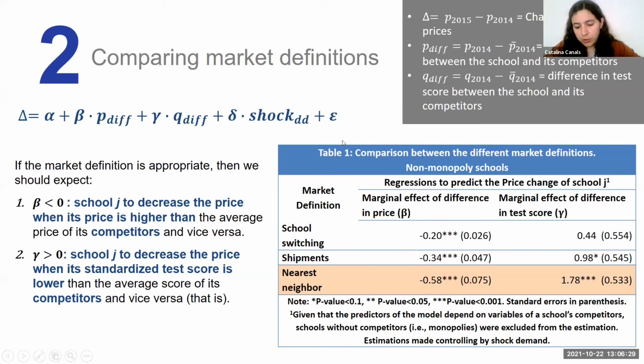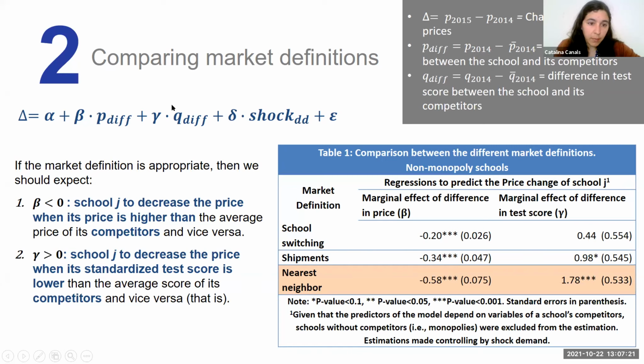The idea of the model was to measure if, given a definition, the price and the standardized test scores of the competitors of a school affect the price of the school. Because if they are really of the same market, the school should be affected by the price and standardized test scores of the other schools. So in this model, our dependent variable was the change in the school price. So it was the price of the school in 2015, less the price in the previous year. And this price could be affected by the price difference, that is the difference between the price of the school in the previous year and the average price of its competitors, given a market definition.